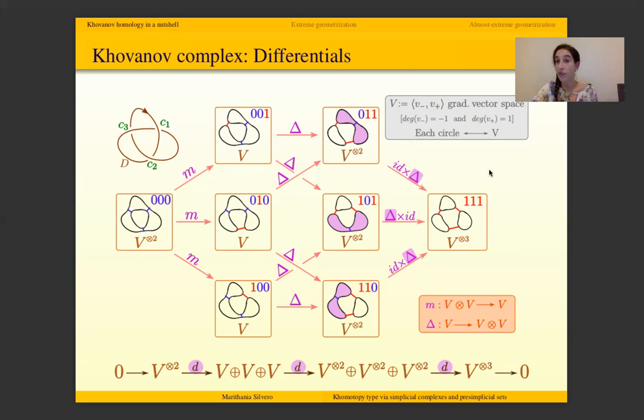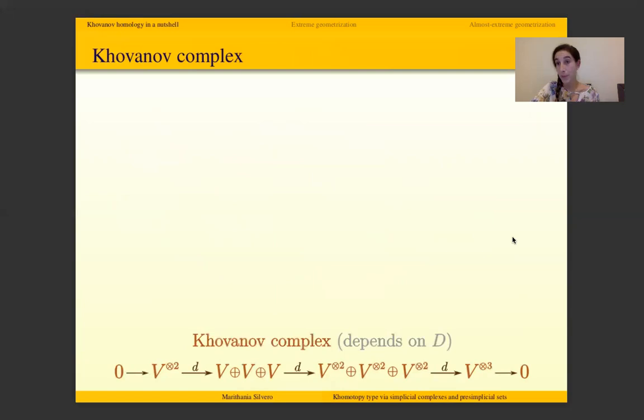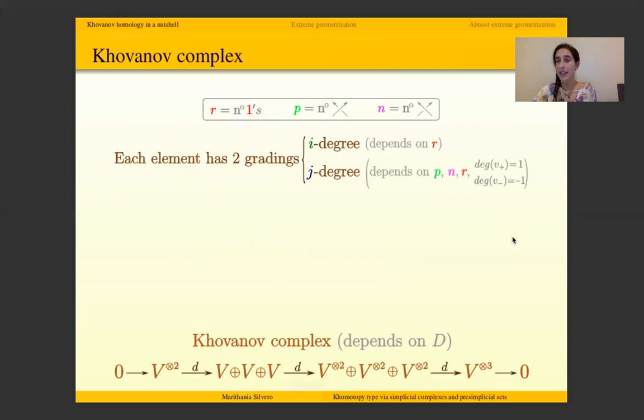And this is how the differential works. We take the sum over all those edges, the sum over all of those for this d, and this is how it works. And this is Khovanov complex. It depends, of course, on the diagram. And we say that Khovanov homology is a bigraded homology.